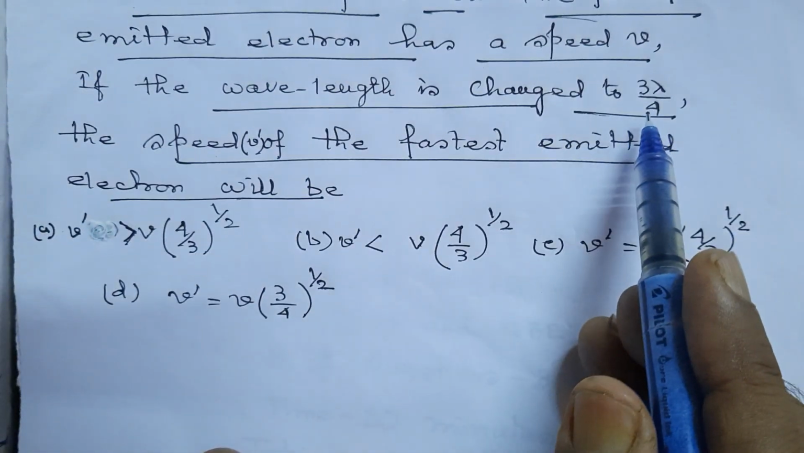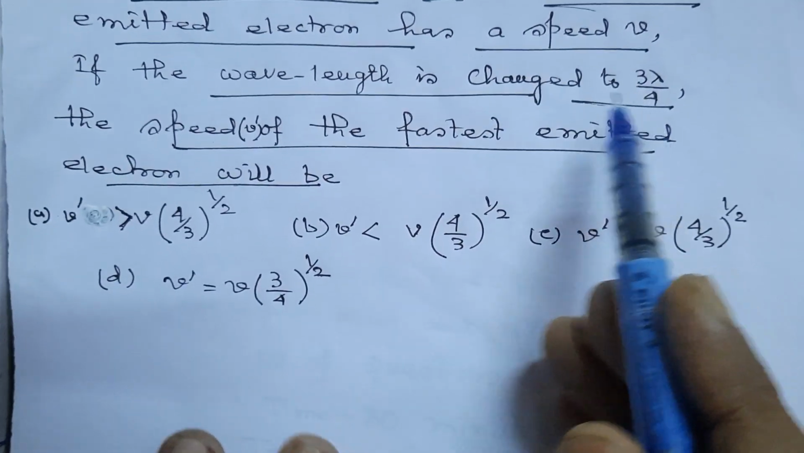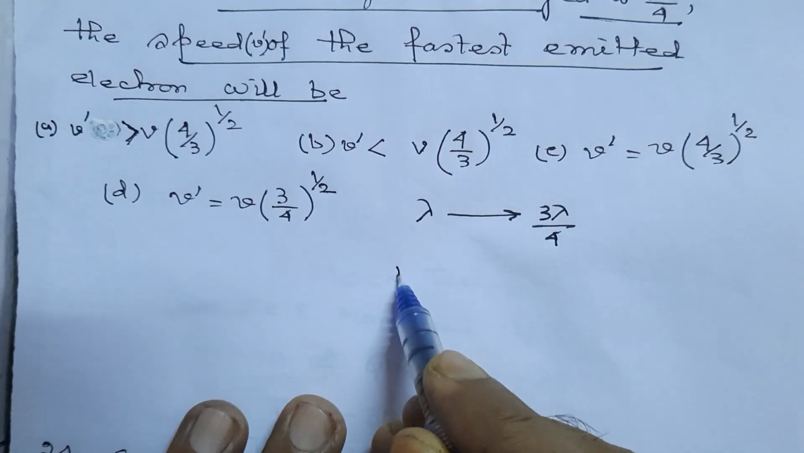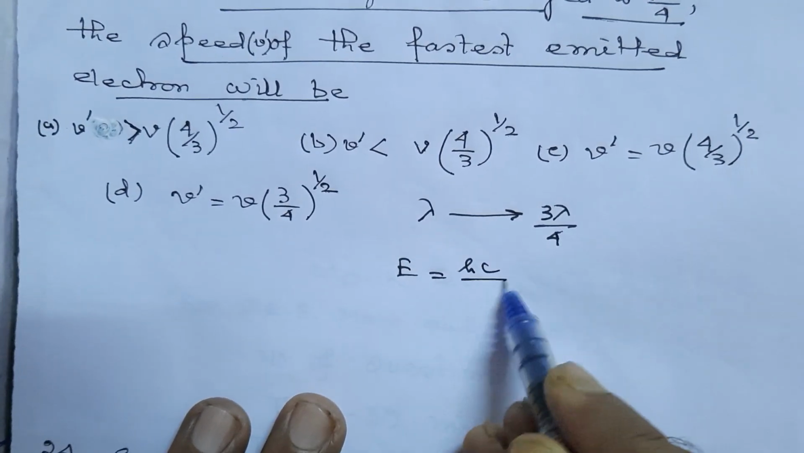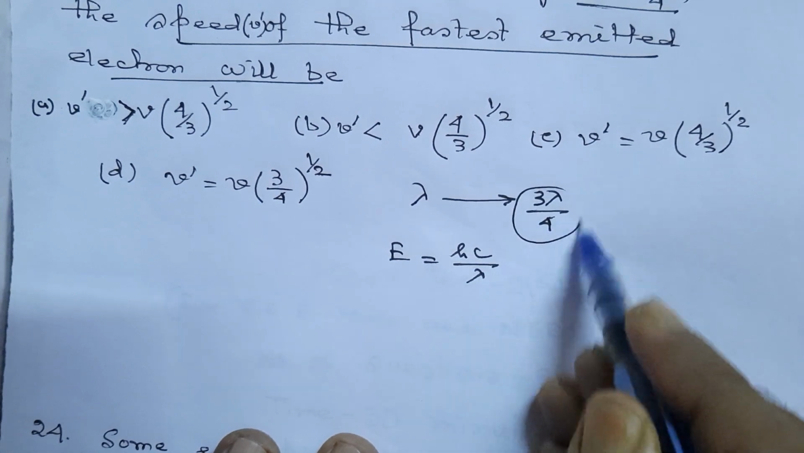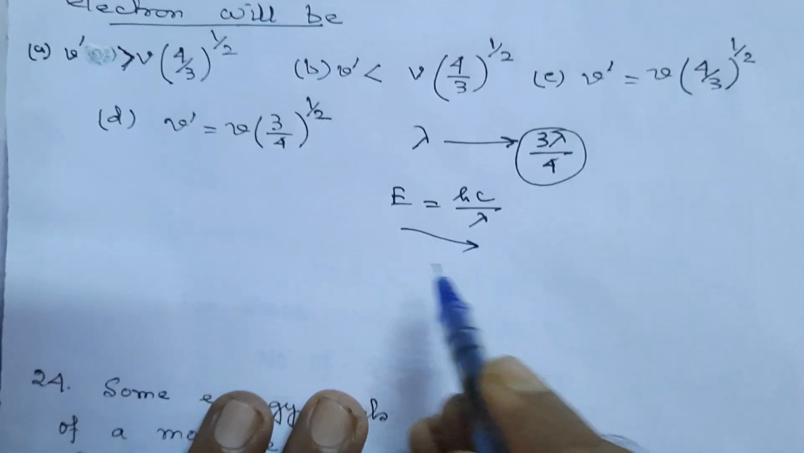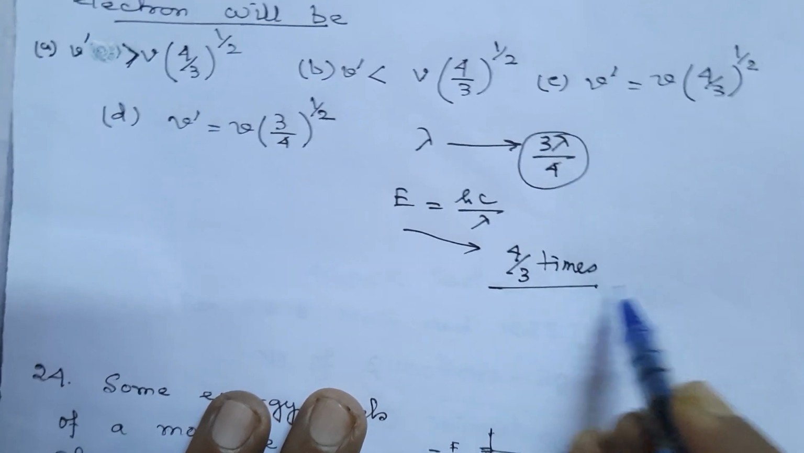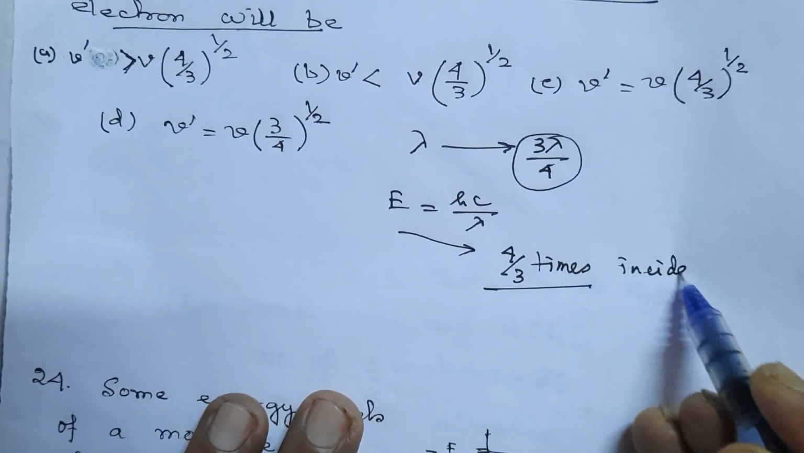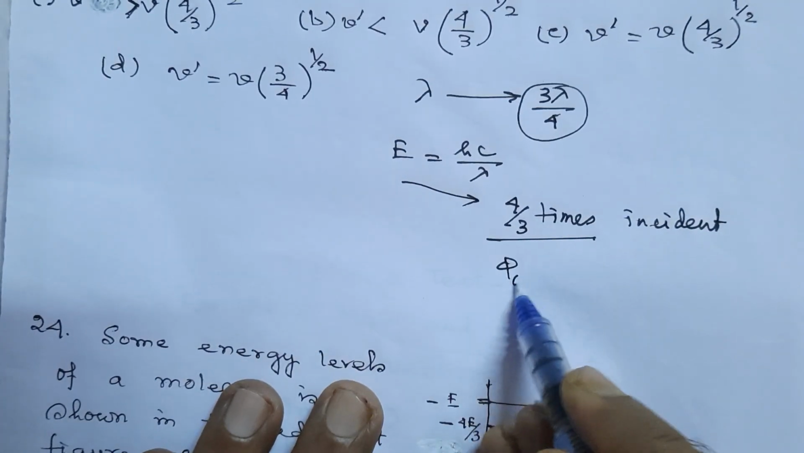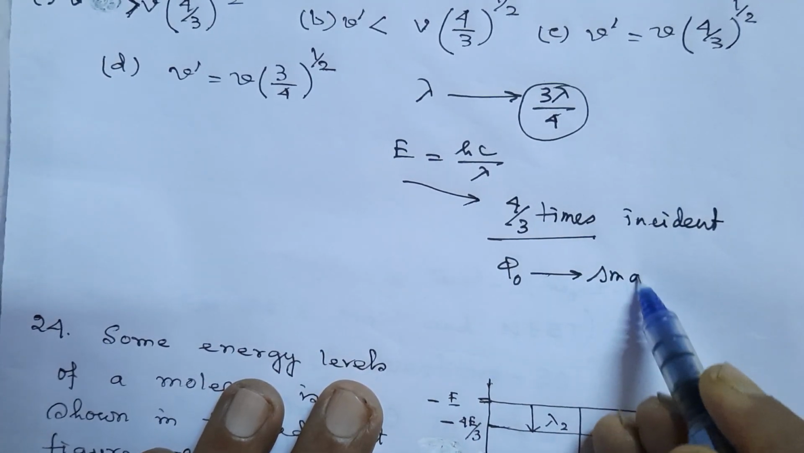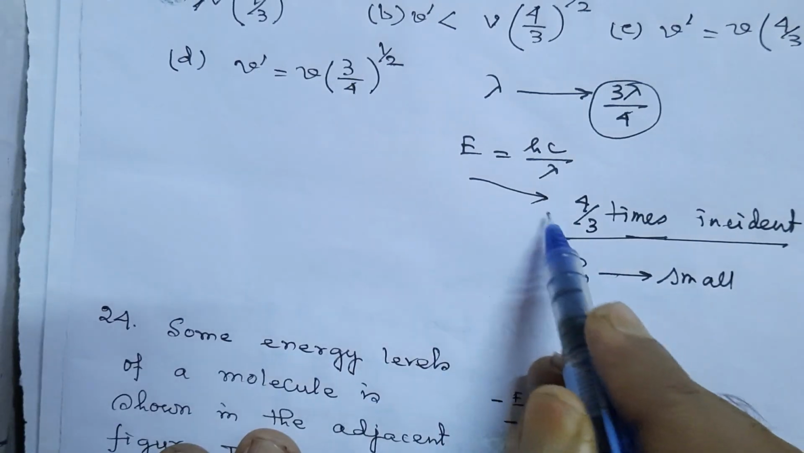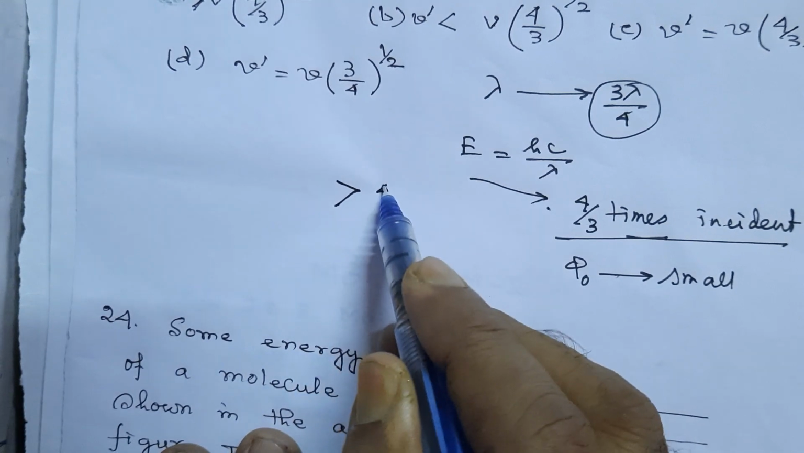As the wavelength is changed from lambda to 3 lambda by 4, we know the energy carried by a photon is E equals hc by lambda. When lambda becomes 3 by 4 times, the energy is 4 by 3 times the incident energy. But the work function is always the same. So when the incident energy is 4/3 times, the kinetic energy of the electron will be greater than 4/3 times.